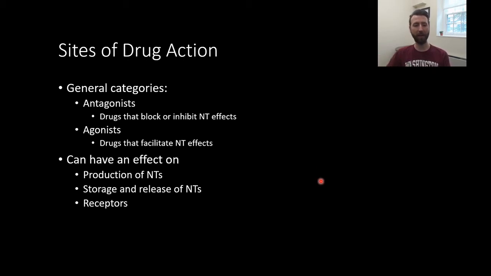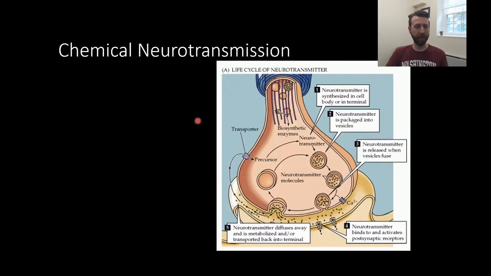Just know that one of the sites where drugs can work is likewise reuptake or destruction of the neurotransmitter. I mentioned the example of a selective serotonin reuptake inhibitor earlier, which prevents the reuptake of serotonin. There are a number of different drugs that work through this mechanism, either facilitating or preventing the halting of that signal. So just to hit this a different way, what I'm trying to emphasize is that drugs can impact the entire life cycle of a neurotransmitter. It just depends what sort of drug we're talking about.